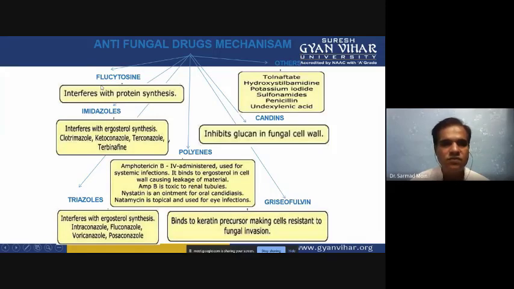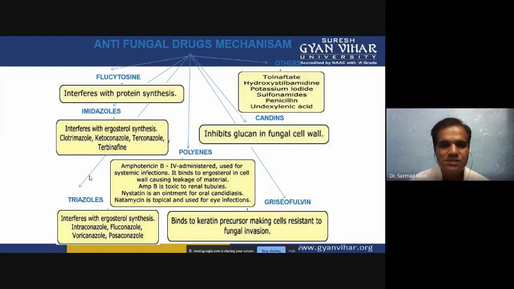First is flucytosine, which interferes with protein synthesis. Imidazoles are there; they interfere with ergosterol synthesis: clotrimazole, ketoconazole, tetraconazole, and terbinafine. Then triazoles interfere in ergosterol synthesis as well: itraconazole, fluconazole, voriconazole, and fosfluconazole are the types of triazoles.